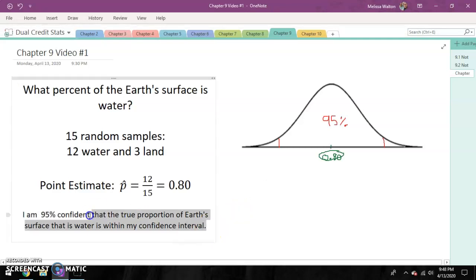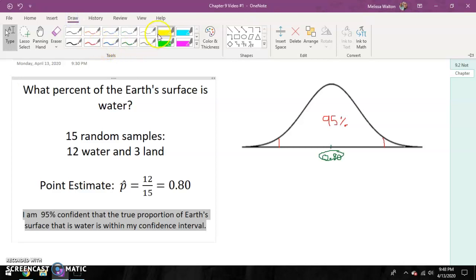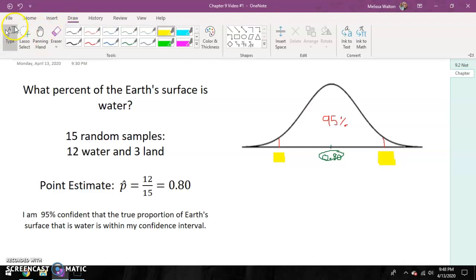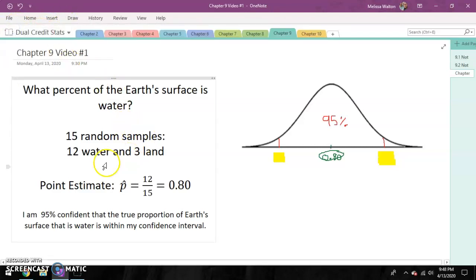Now, we're going to talk about how to actually calculate what those endpoints are. Maybe it is from 70 to 90, or maybe it's 75 to 85, but we are going to talk about how to figure out these values in the next videos. But here are the main points from today. First main point: how to calculate a point estimate. A point estimate is simply what we got from our sample.